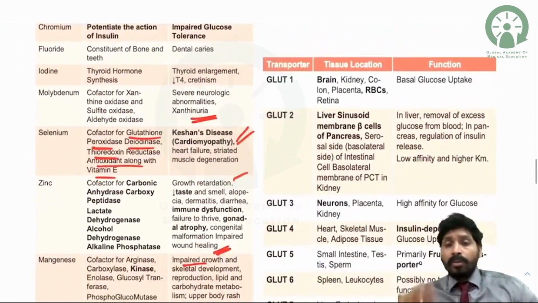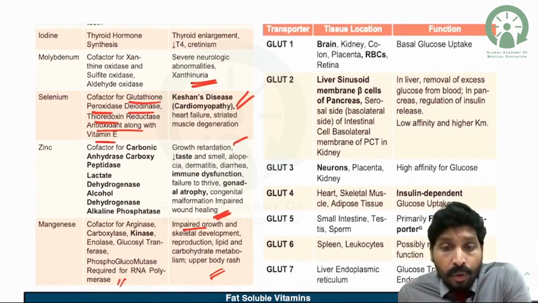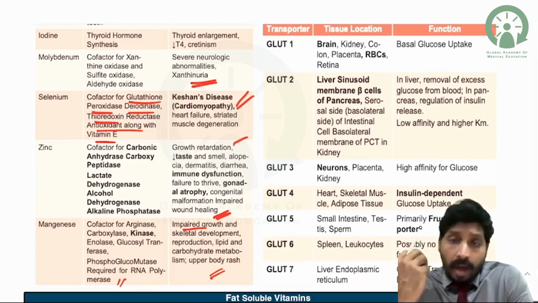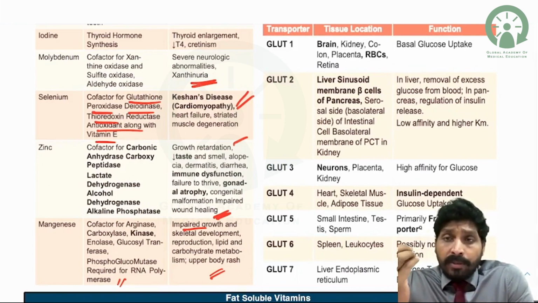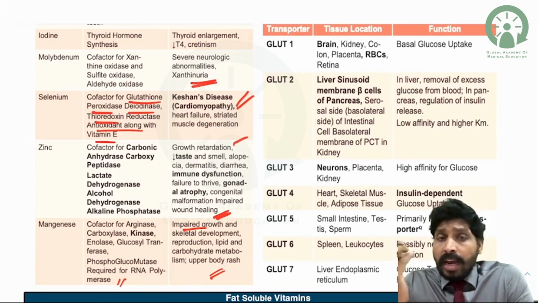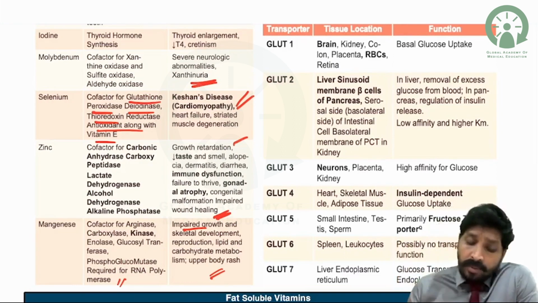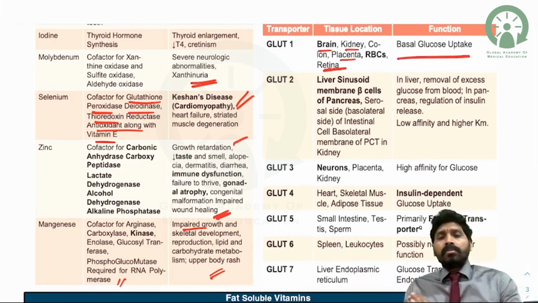Now we'll talk about the transporters, glucose transporters. What's their major role? We have already learned that there are so many glucose transporters. Different organs have different transporters. There are different types of transporters which allow the uptake of glucose: GLUT1, GLUT2, GLUT3, GLUT4, GLUT5, GLUT6, GLUT7, and sodium dependent glucose transporters are also there. So the location and function is very important. The GLUT1 transporter is present in brain, kidney, colon, placenta, RBCs. For basal glucose uptake, they don't have any restrictions.